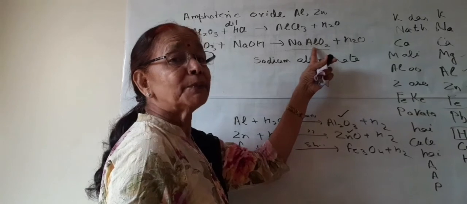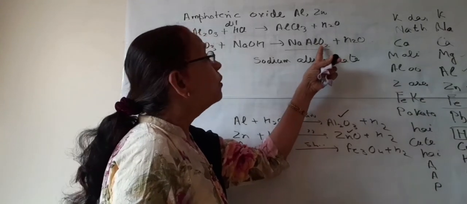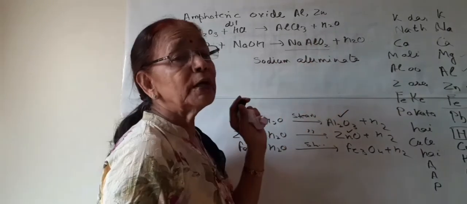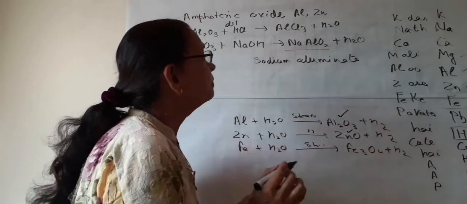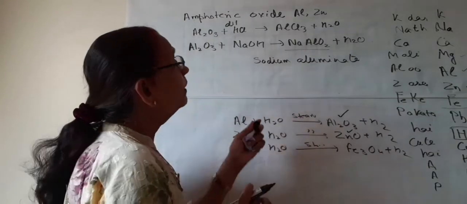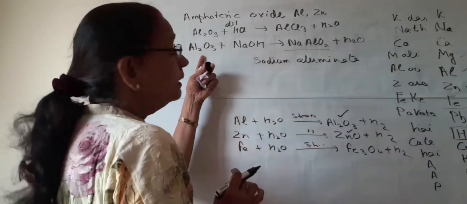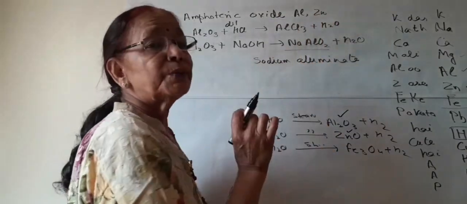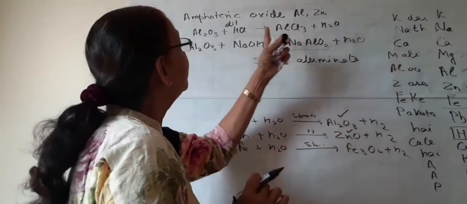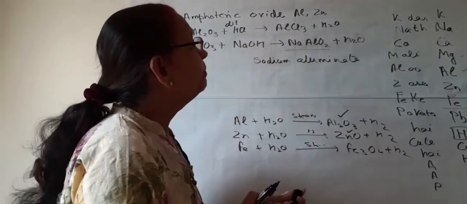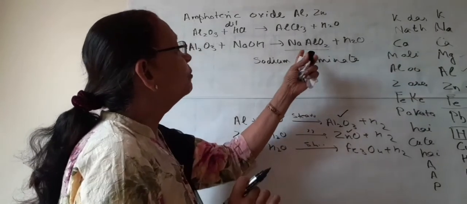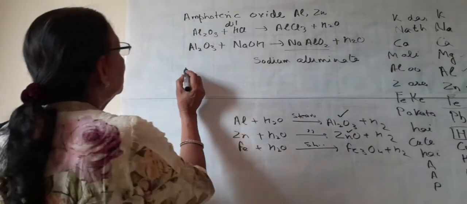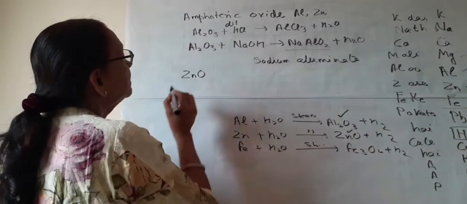Here aluminium is present as an anion with oxygen. AlO2 is a radical or anion, sodium is the cation. So this is a special salt formed by this oxide with a base. These two are special. They can combine with acid as well as base, and water is formed. You have to learn the formula NaAlO2, sodium aluminate. I can write with zinc also.